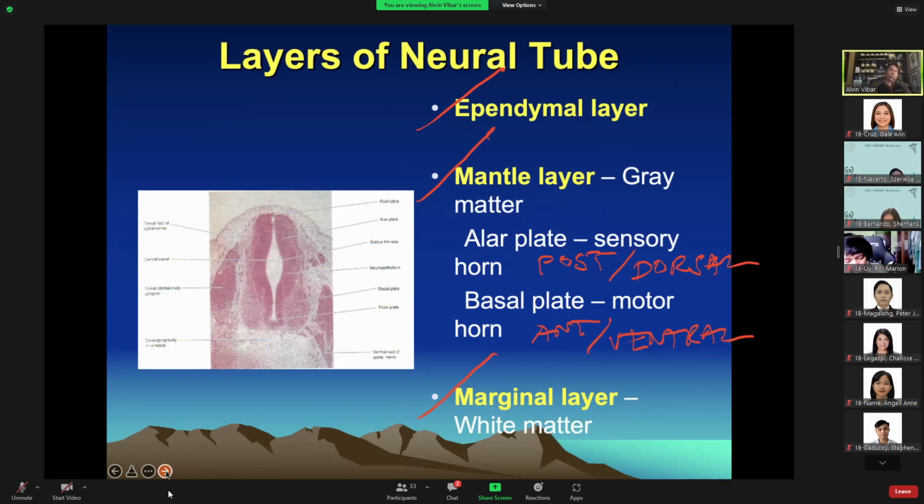Okay, when we discuss spinal cord, the posterior horn, dorsal horn, its function is sensory, while the anterior or the ventral horn, its function is motor. And again, the marginal layer will become the white matter of the spinal cord. Are we clear po? Kasi so far po, clear po yun? Yes po. Okay.